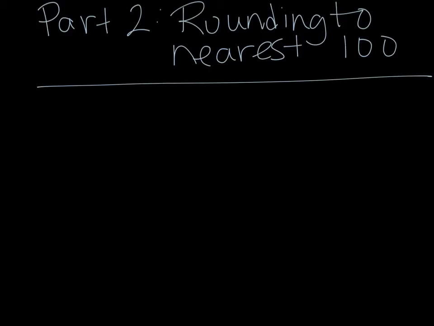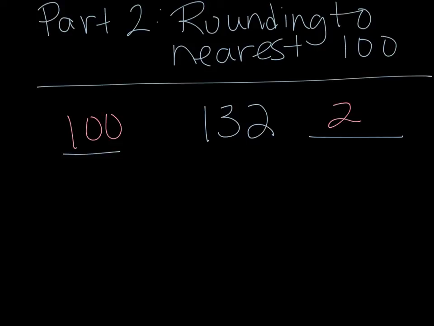Okay, now that we've learned all the strategies for rounding to the nearest 10, we're going to apply those to rounding to the nearest 100. So you're going to think about it in the same way. So if I have 132, I want to think about what 2 hundreds numbers it comes between. So 132 comes between, think about it in your head, 100 and 200.